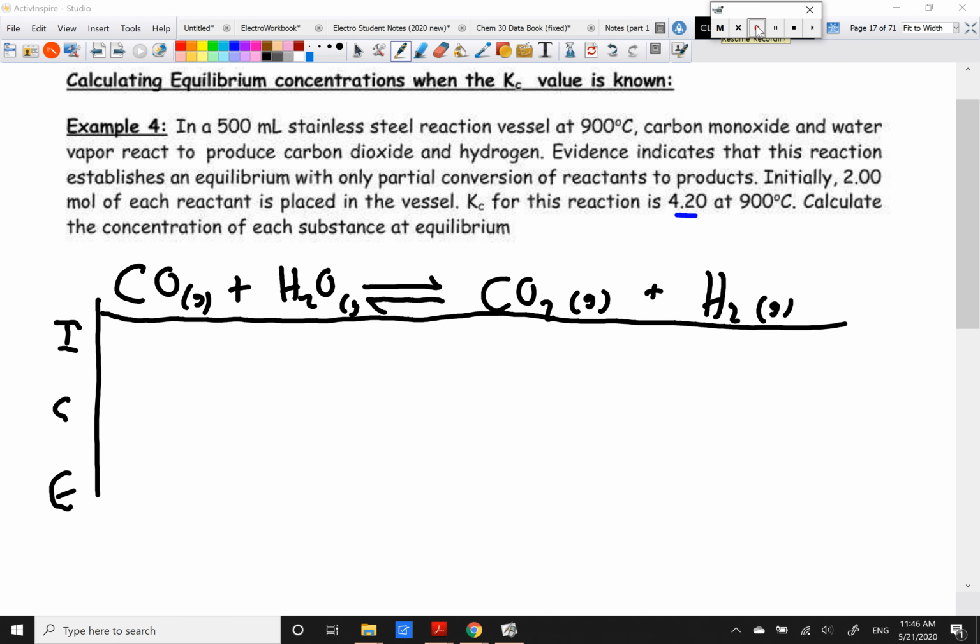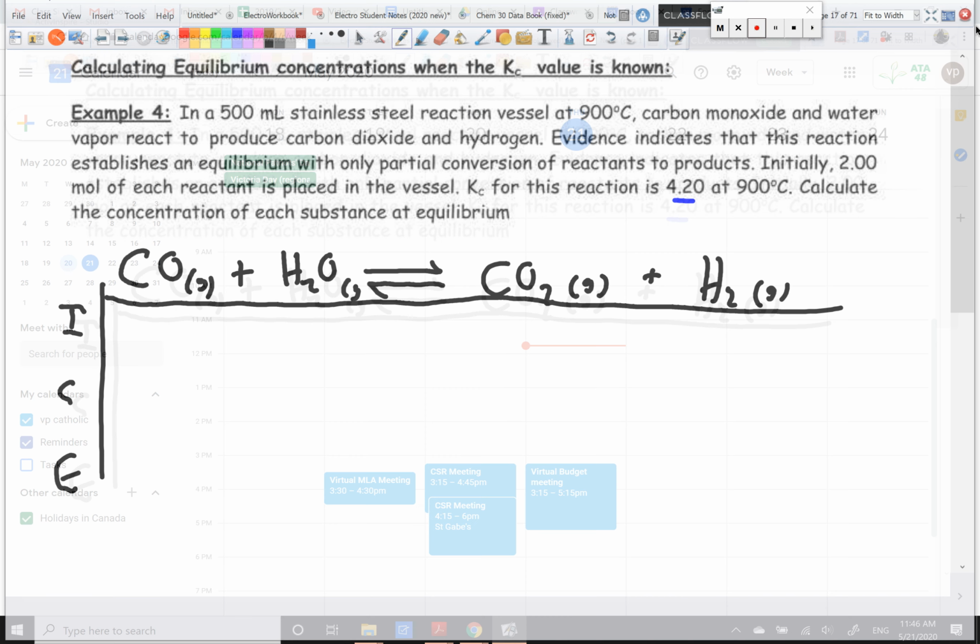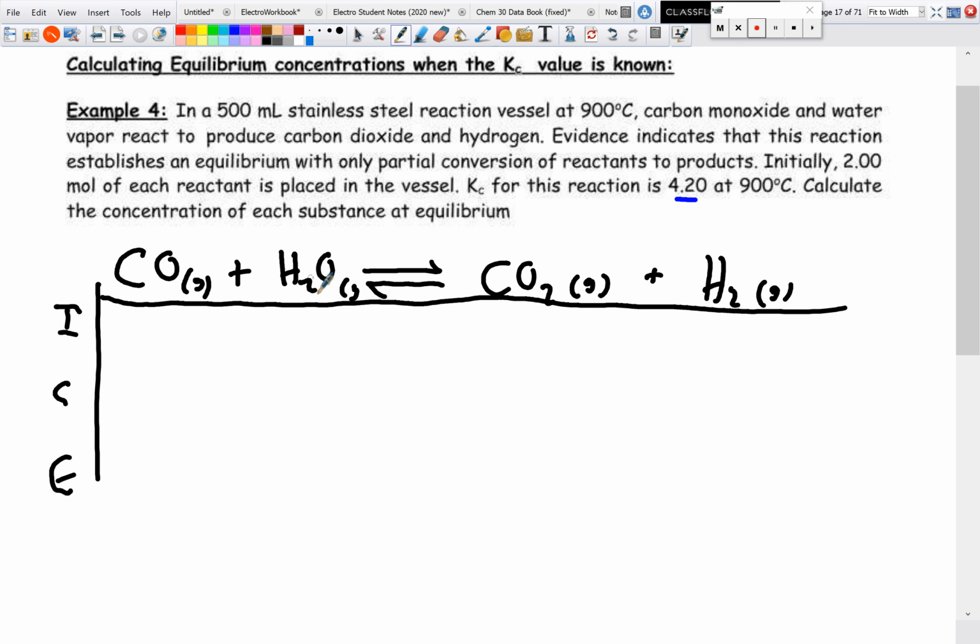When we write out our reaction, it's going to look something like this. We have our carbon monoxide reacting with water vapor to produce carbon dioxide and, of course, hydrogen gas. As we go through, we will need to put in our initial, where we have 2 moles initially of each reactant placed in a vessel, and the reaction container is 500 milliliters. So that means that the concentration for both reactants is 4.00. We have no information about our products. They're going to be at 0.